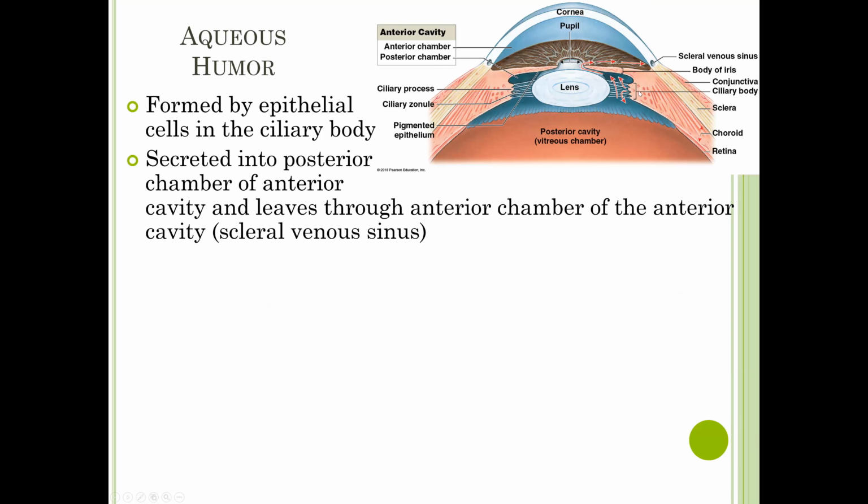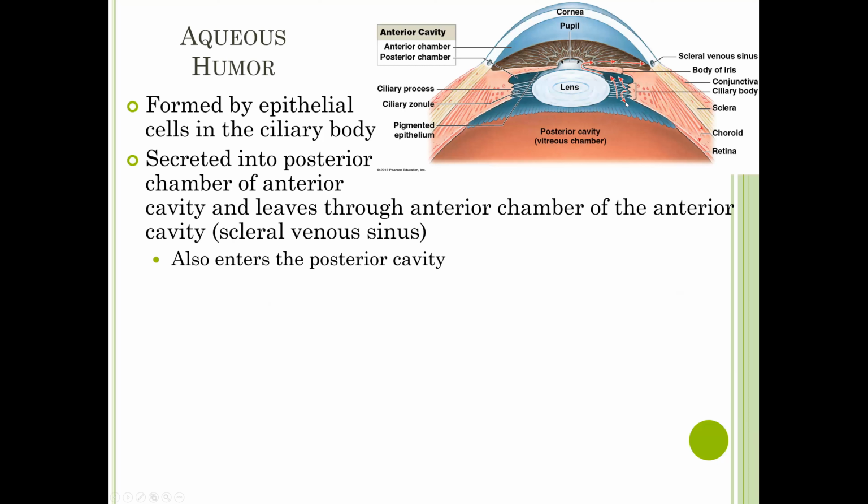It's then secreted into this posterior chamber of the anterior cavity, and then you can see this little area here is going to go through the pupil. It's going to pass around to the anterior chamber of the anterior cavity, and then it's eventually going to leave through this opening called the scleral venous sinus, where it's going to go back into the bloodstream through the venous system. So this is very similar to how we talked about the production and reabsorption of cerebrospinal fluid last semester.